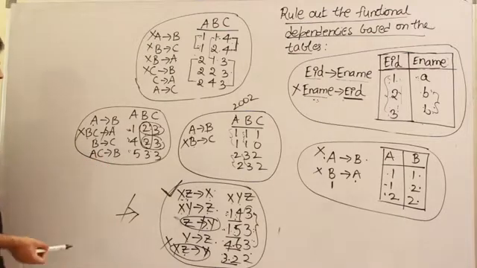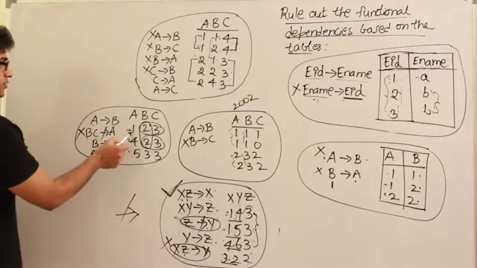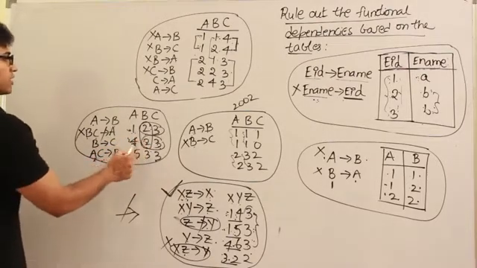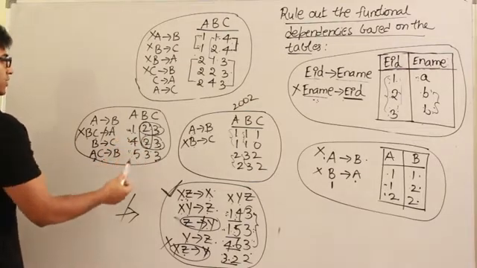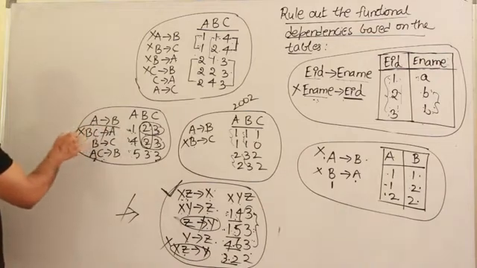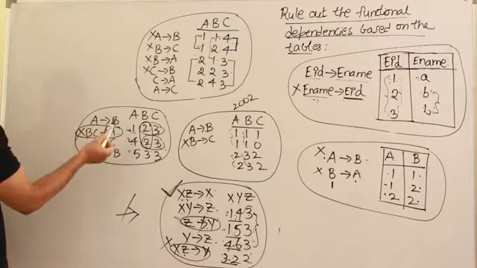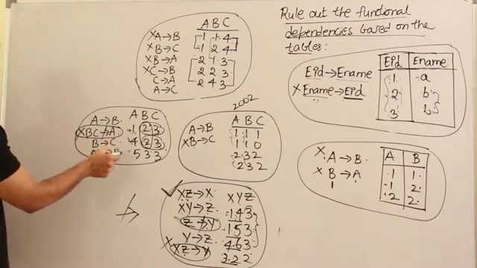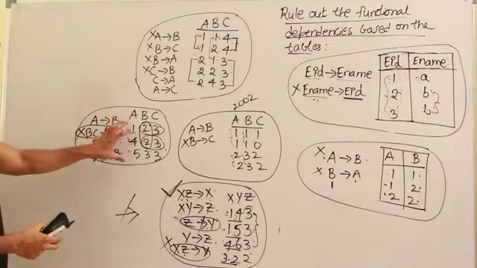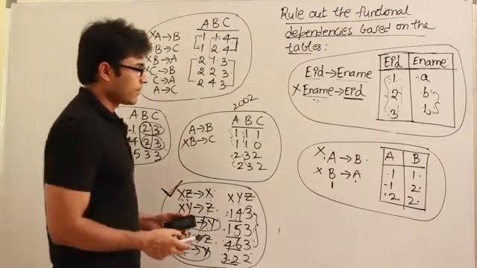Now AC determines B. What about AC determines B? Just check the values where there are repetitions. So 1 3, 4 3, 5 3. AC values are not repeated anywhere. Therefore there is no possible violation, right? So as far as this table is concerned, I'll rule out only this FD, and all the other FDs hold as of now. But I don't know exactly whether they really hold or not unless I know about the requirement analysis. Got it? Okay.